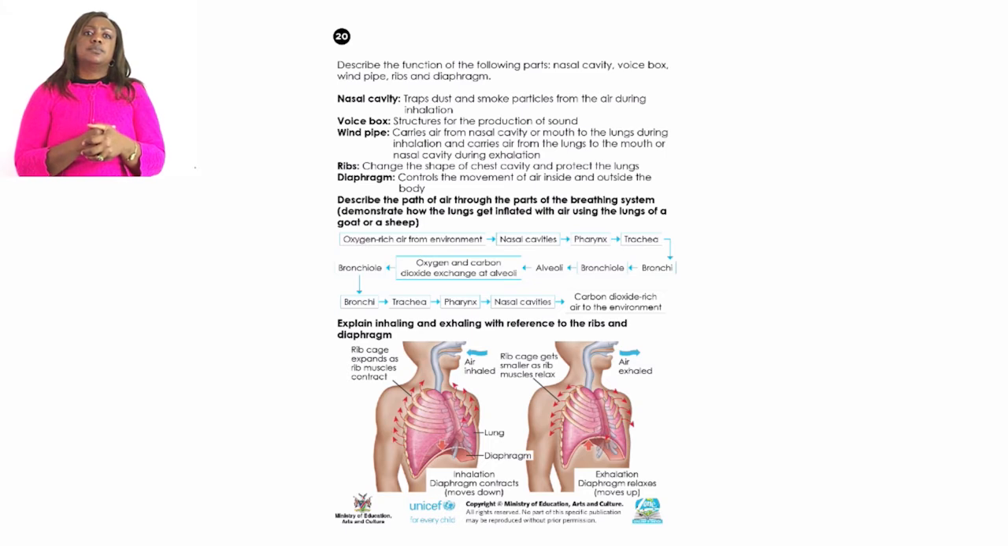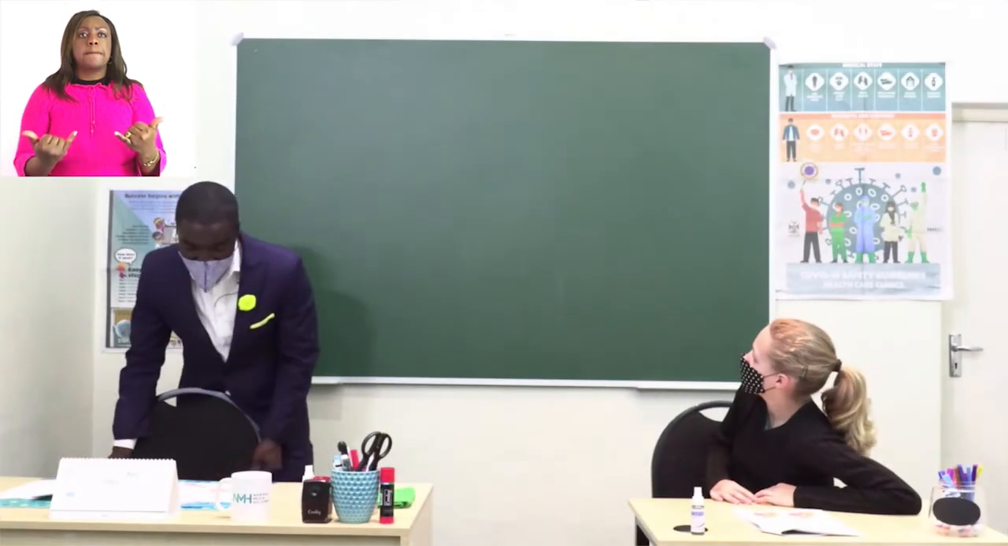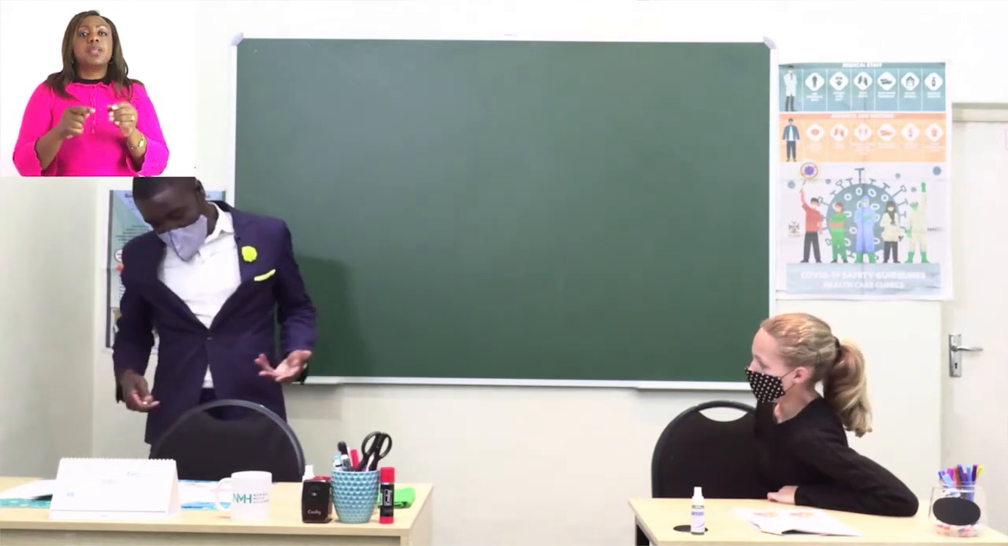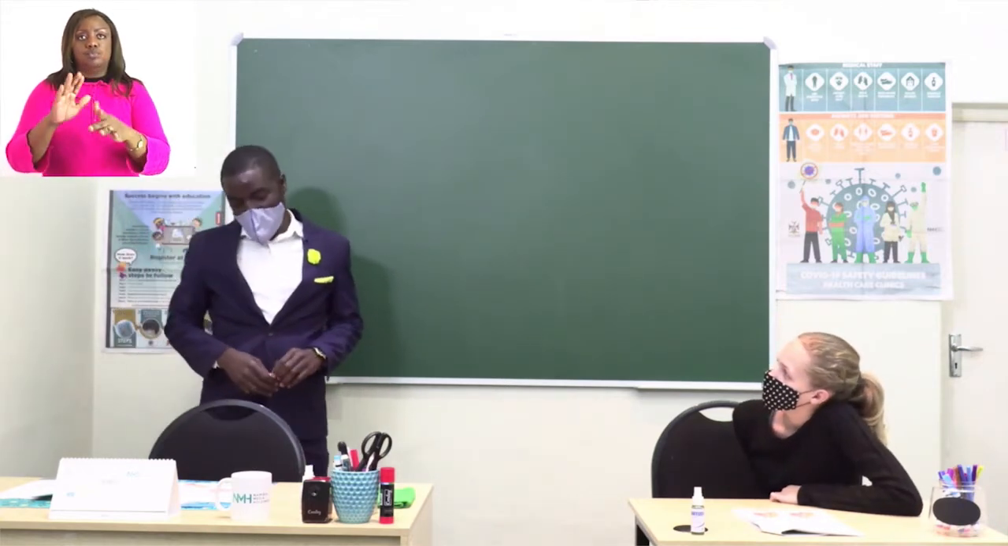Okay? We are continuing. We are going now to have a little bit of a deeper explanation of the inhalation and exhalation process in reference to the ribs and the diaphragm. And then I'm going to explain this a little bit on the board. So we are going to explain inhaling and exhaling with reference to the ribs and the diaphragm.